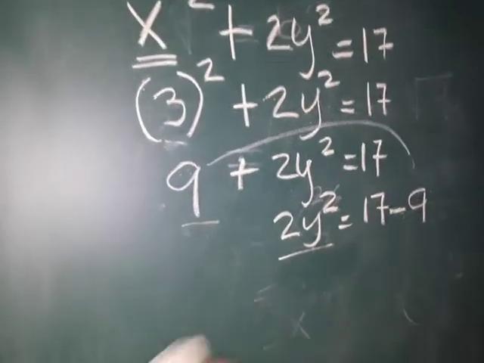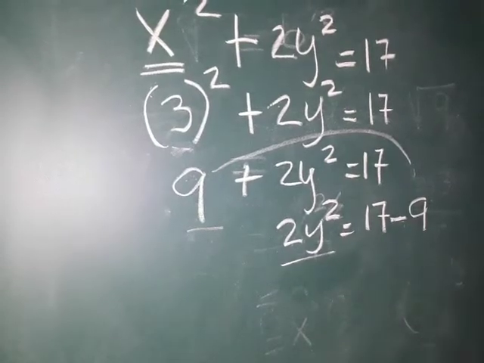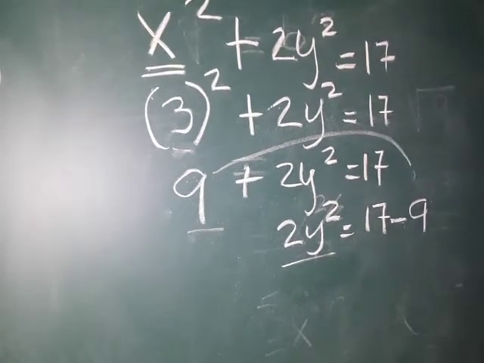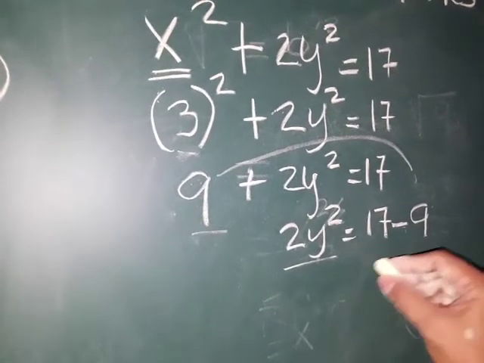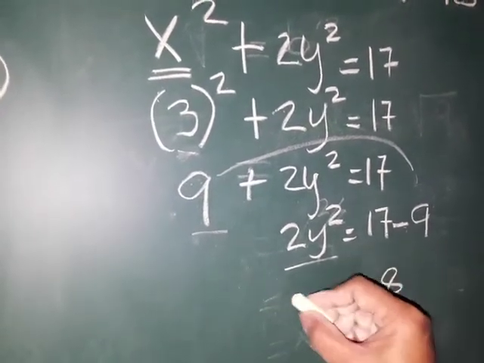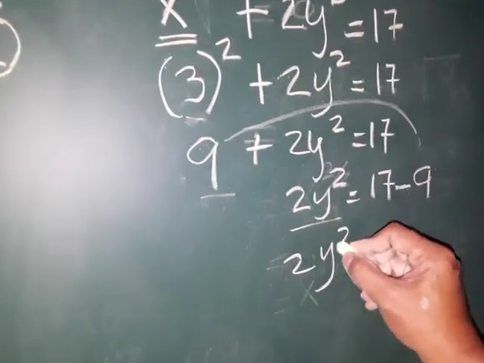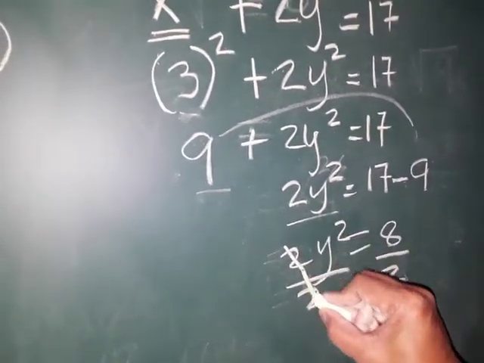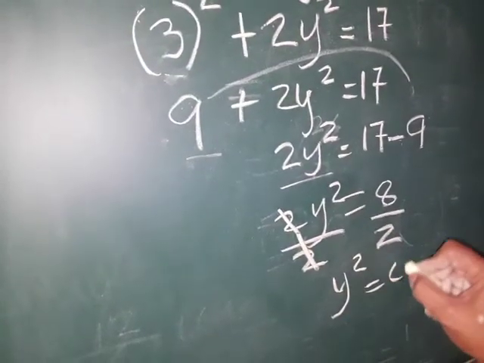We're going to subtract first before we divide. 17 minus 9, okay, 8. So this becomes 2y squared over 2 over 2. Cancel. Then we have y squared is equal to 4.